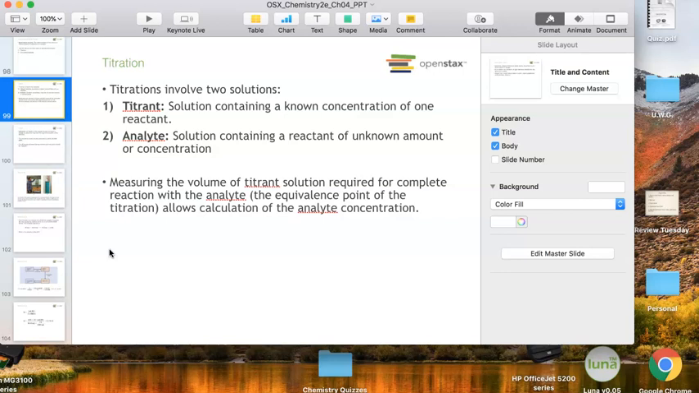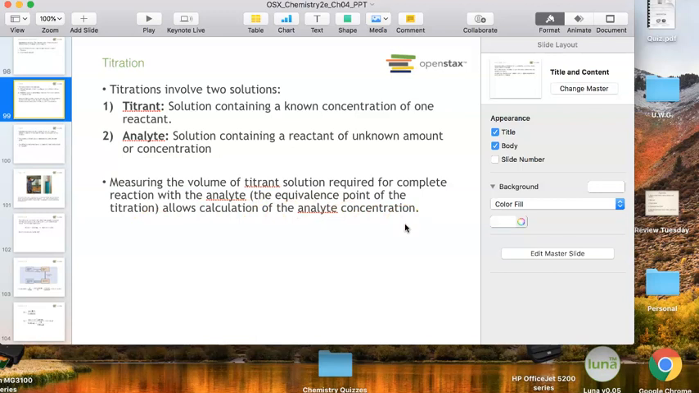So we're talking about titrations. The titrant is a solution containing a known concentration of one reactant, and the analyte is a solution containing a reactant of unknown amount or concentration. So measuring the volume of the titrant solution required for a complete reaction with the analyte, the equivalence point of the titration, allows calculation of the analyte concentration.